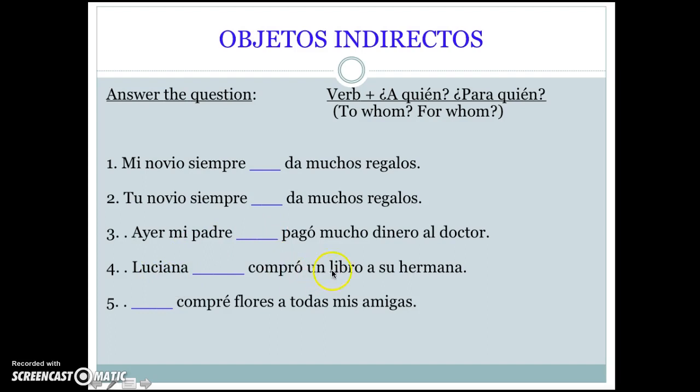Luciana compró un libro a su hermana. She bought a book for who? ¿Para quién? Su hermana. Again, we have le. Y número 5. Compré flores a todas mis amigas. I bought flowers for who? For todas mis amigas. Feminine, plural, only one option here, les.